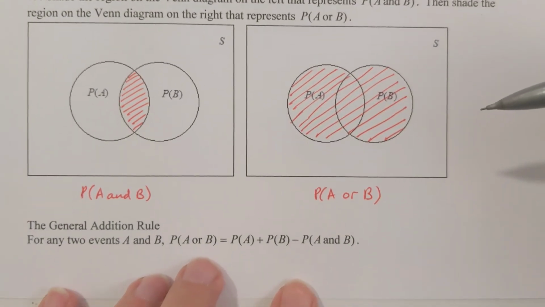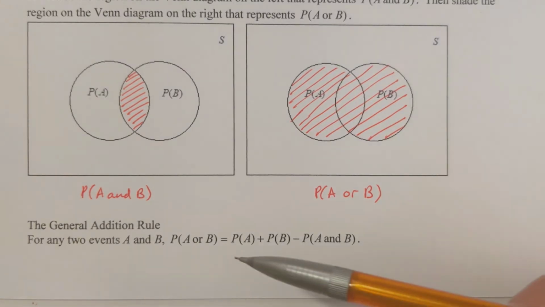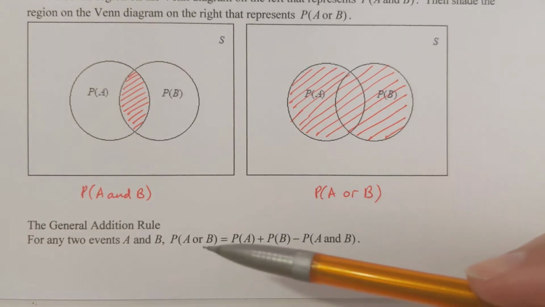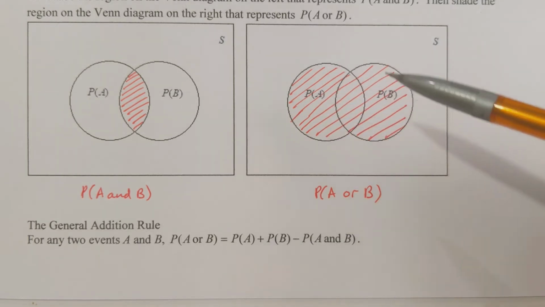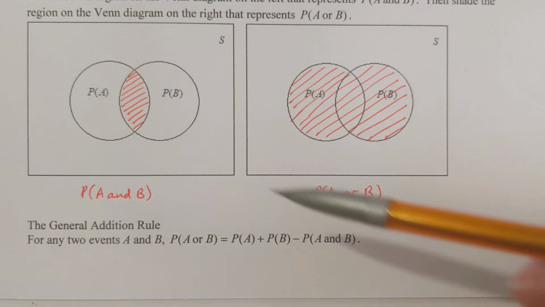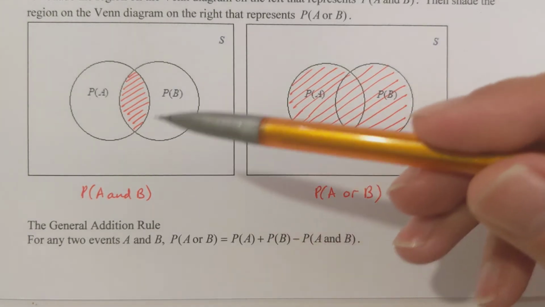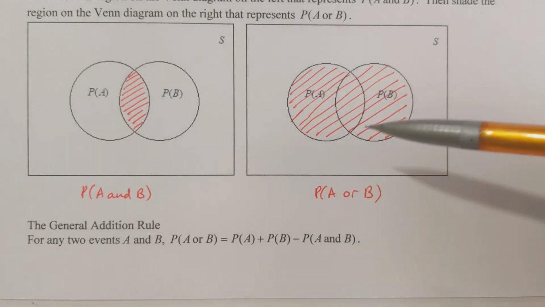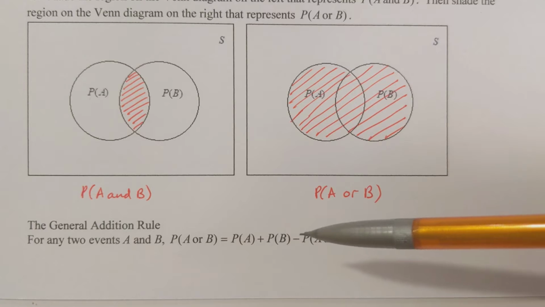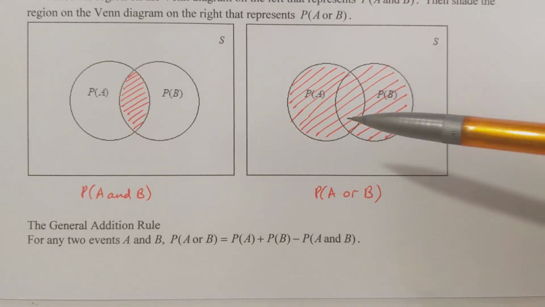From that, we have the general addition rule. Okay, and the general addition rule says that for any two events, A and B, the probability of A or B is where I take the probability of A plus the probability of B minus the probability of A and B. Okay, by the way, why are we subtracting the probability of A and B? Well, it's because I don't want to count this overlap twice. If I would have had the probability of A plus the probability of B, I would have counted this overlap twice.